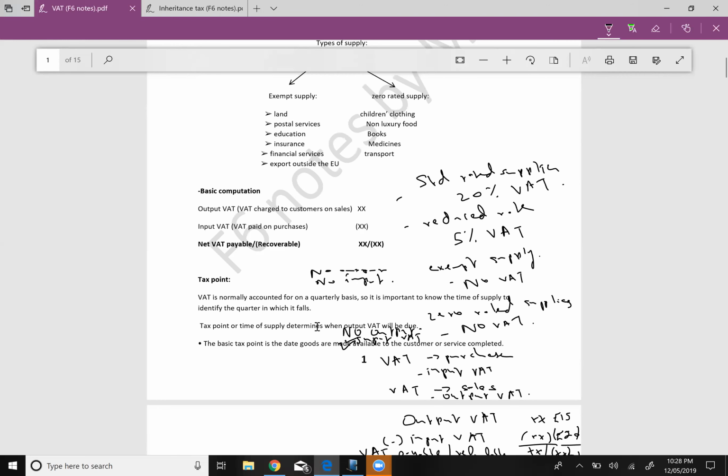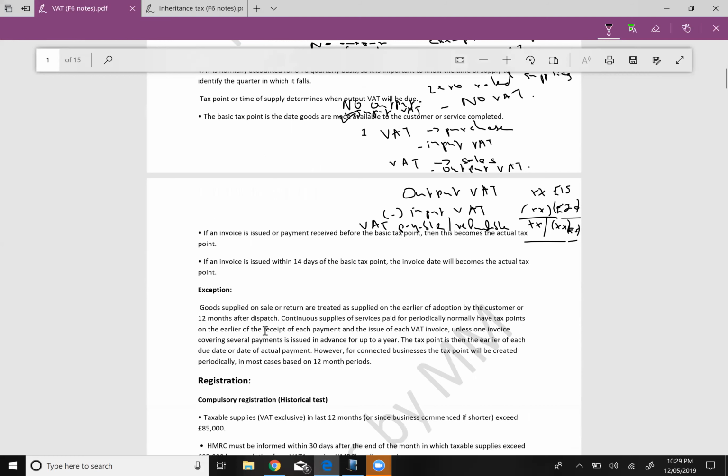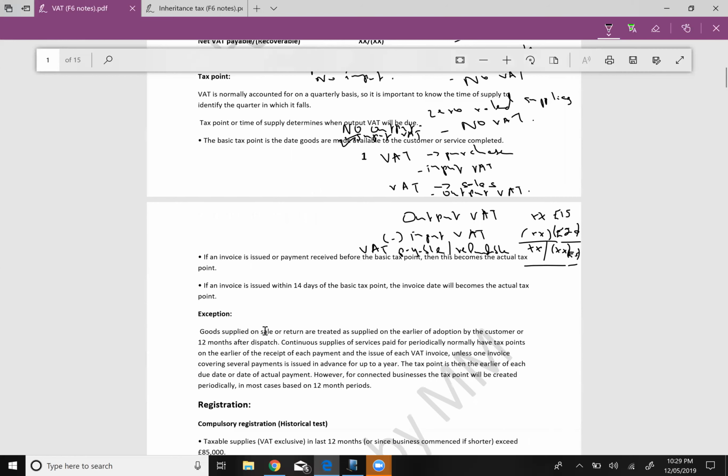The basic tax point says that VAT should be applied when goods are delivered, that is after 10 days. They should apply the VAT amount then. They can't apply VAT on the date of taking the order. They will apply VAT on the date when goods are delivered. Okay, clear? So one is the basic tax point. Now the other one is the actual tax point.